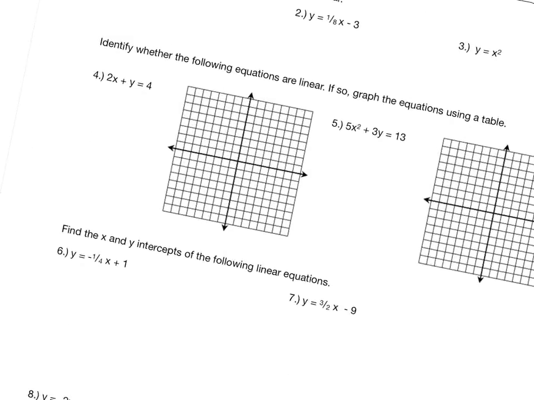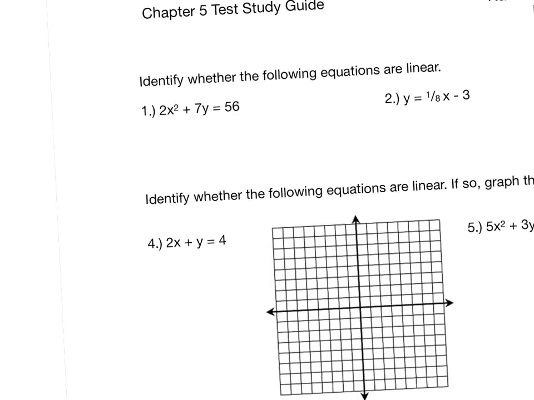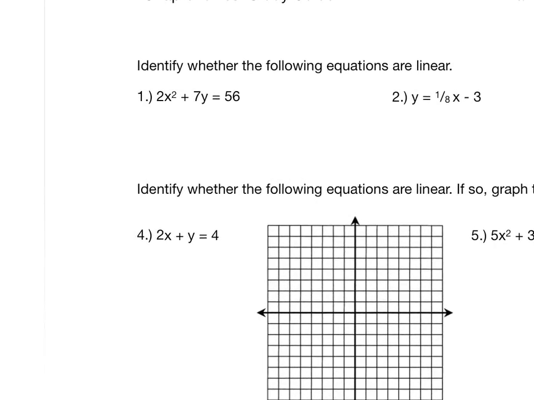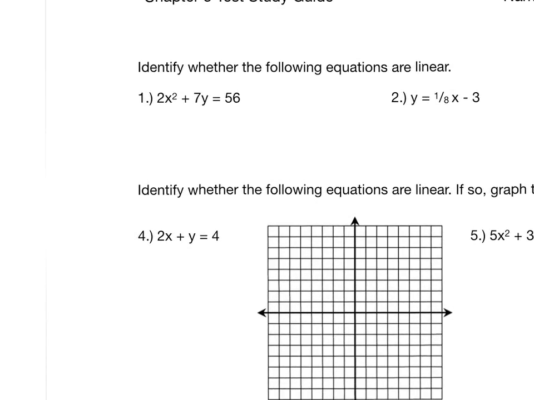Okay, Chapter 5 Study Guide. So let's start with this. This is what we did last week. Identify whether the following equations are linear. So, dead giveaway here, number 1, this is not going to be linear. Why? Right here we have an exponent. So this right here would not be linear. So if you get these type of problems, just put not linear.